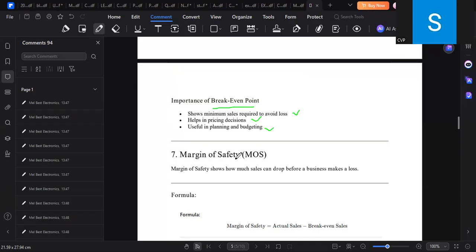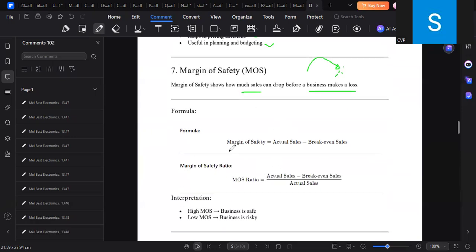We also have another important term which is called the margin of safety. Margin of safety tells us or shows us how much sales can drop before we make a loss. So if our sales are going down, we need to know at what point we should stop selling before we go into what? Making losses. So it's given by the following. The margin of safety is actually equal to the actual sales minus the break-even sales.